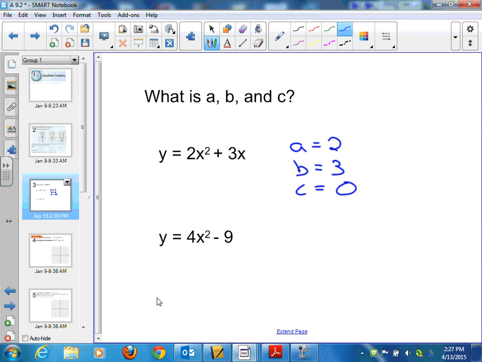Now, 9.2 is all about finding the vertex and the axis of symmetry, but before we can do that, if we can't identify our A, B, and C, we're in trouble. When you do the next one down here, our A is 4. Notice how there isn't a B value, so our B is 0, and our C is negative 9. Okay, now we have to be able to do this first before we can get it to the next problem, and here is the next problem.